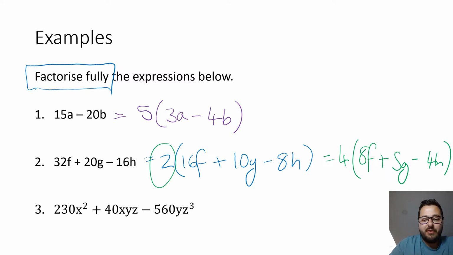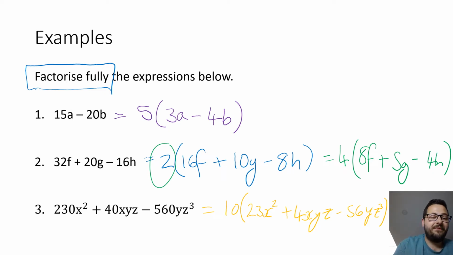Okay, and then finally, number 3, we want to factorise 230x squared plus 40xyz minus 560yz cubed. Well, these have all got zeros at the end, so I can definitely divide them all by 10. So this is going to be 10 brackets. 230 divided by 10 is 23. And then I've got an x squared, that's fine. 40 divided by 10 is 4, x, y, z. And 560 divided by 10 is 56, so this is minus 56yz cubed.